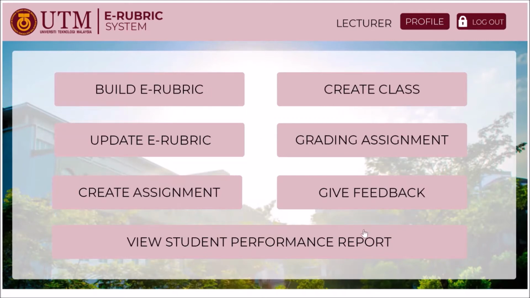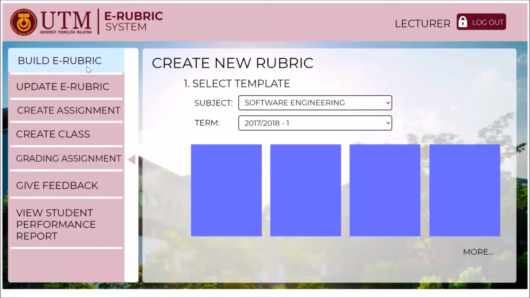So you press login. Here's the main menu of the lecturer. Here are all the functionalities our e-Rubric system provides, which are build e-Rubric, update e-Rubric, create assignment, create class, grading assignment, give feedback, and view student performance report. The main function of this e-Rubric system is to build an e-Rubric so it's easier for the lecturer to grade the student's assignment.